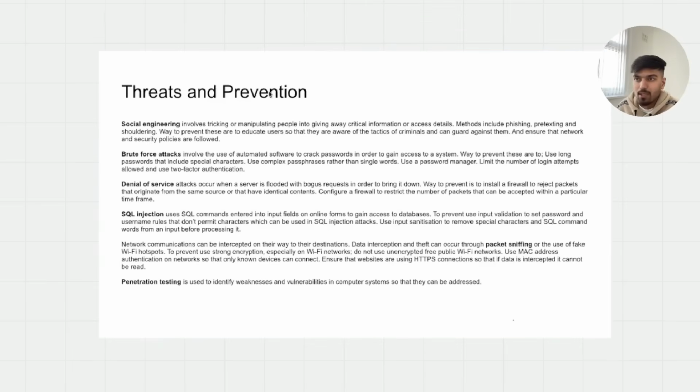There are other threats and preventions. For example, social engineering is when you trick someone in order to get them to give critical information. Methods include phishing, pretexting, and shouldering. Ways to prevent it are to educate the users so they know that this is a fishy email, or they know that someone is probably looking over their shoulder.